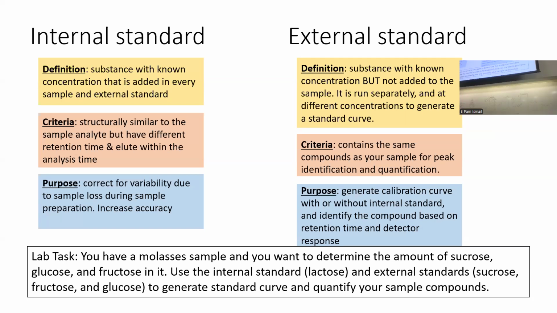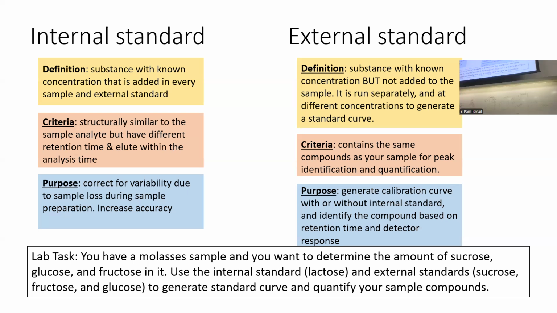So internal standards, you add it to all of your standards. Let's say you are doing sugar, I'll give you a sugar example, glucose, fructose, sucrose, and then you get lactose as an internal standard. You add lactose to all of your standards, like the glucose standard, the fructose standard, the sucrose standard, and then you add it also to your sample in the same amount. So everybody got the same internal standard.